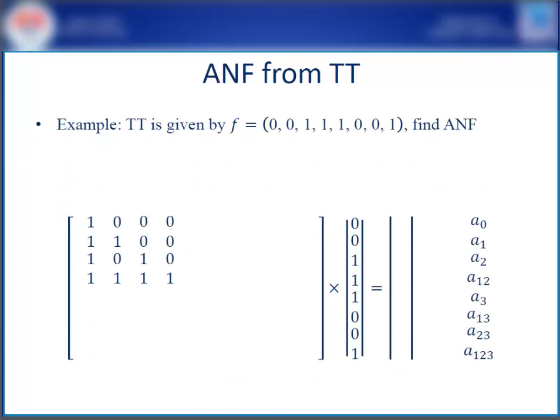Suppose that the truth table of a Boolean function is given by 0, 0, 1, 1, 1, 0, 0, 1, and we will try to find the algebraic normal form of the Boolean function for which the truth table is defined as we said before. All we need to do is first construct a matrix of a proper dimension. Our truth table is a 1 by 8 vector. Thus we need the size of the matrix A to be 8 by 8.